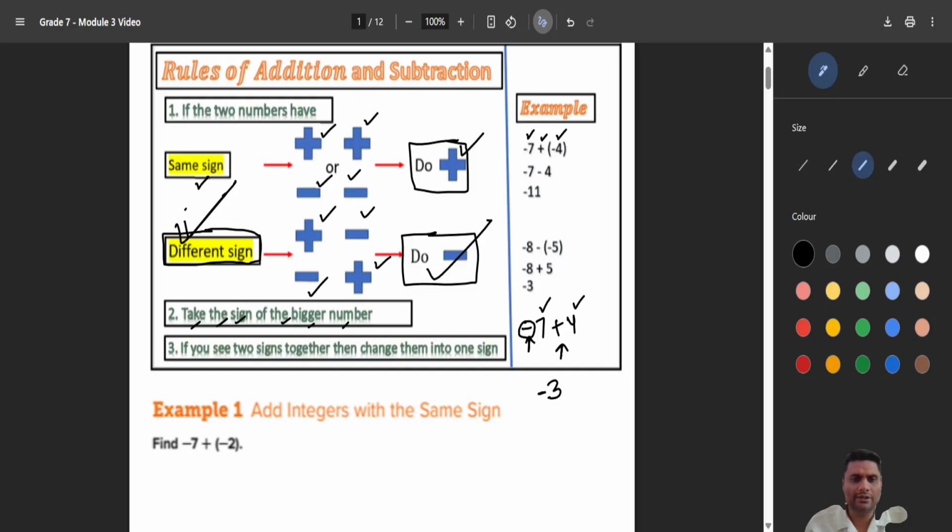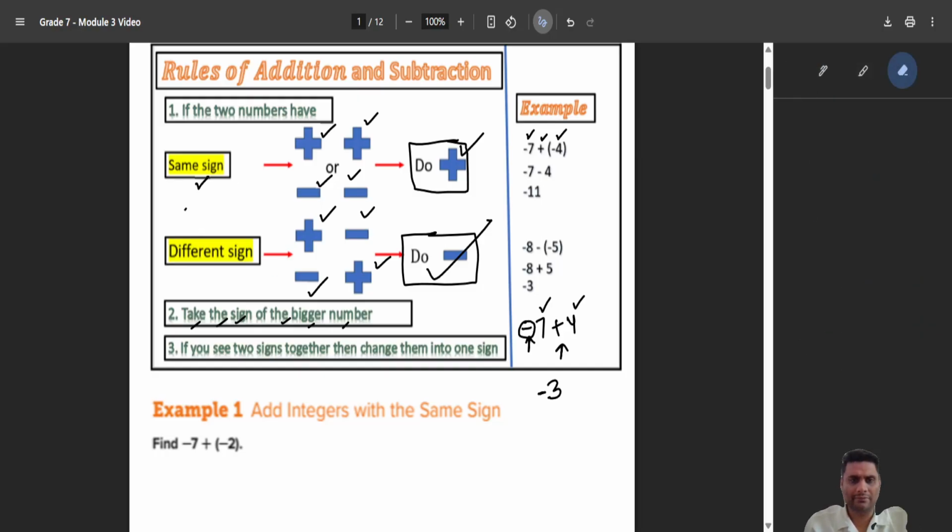Third rule, if you see two signs together, then change them into one sign. What does it mean? I will explain it with the help of an example. Let me just erase all of this.